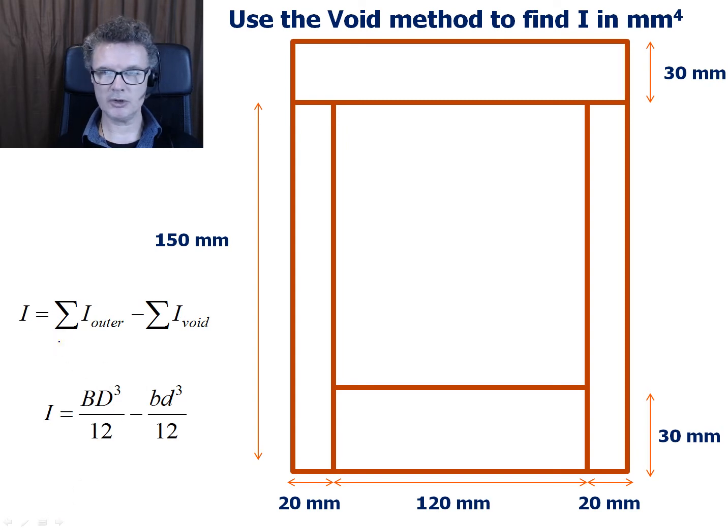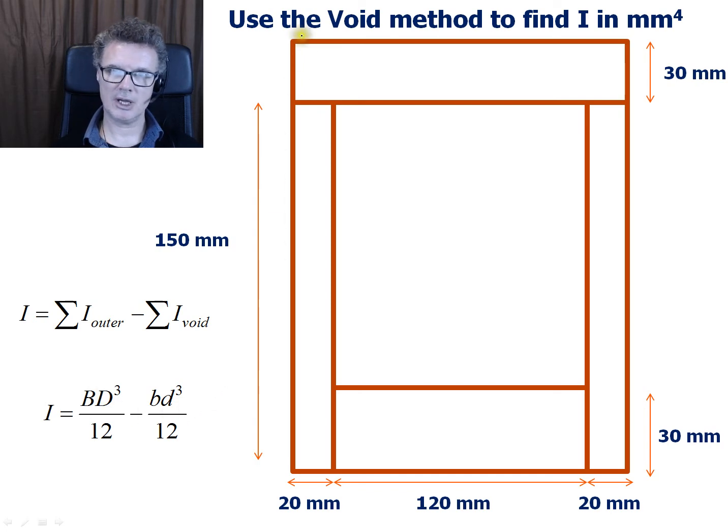However, more useful, we can find the second moment of area using the same principle that you can take areas away from areas. You can take first moments of area away from first moments of area, and you can take second moments of area away from second moments of area.